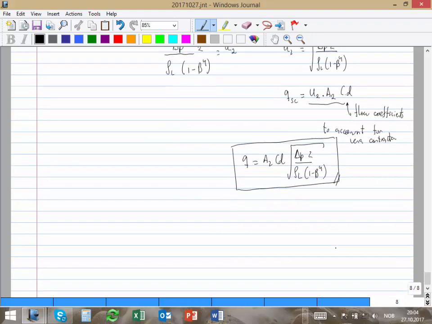In adjustable chokes, what happens is that the diameter d2 is changing, right? And it's changing, for example, in this configuration.